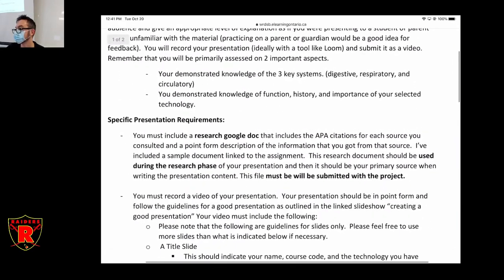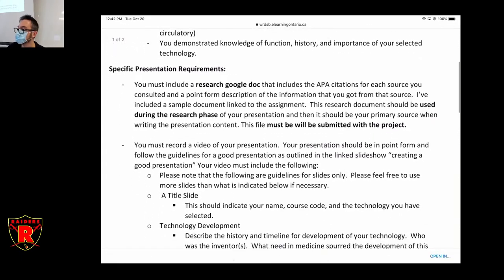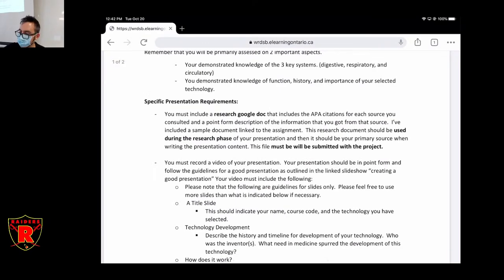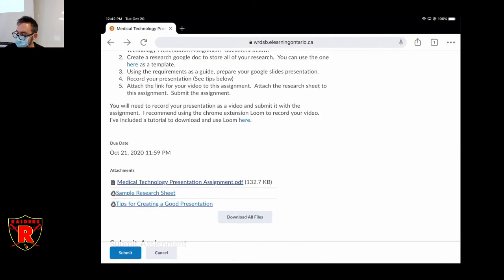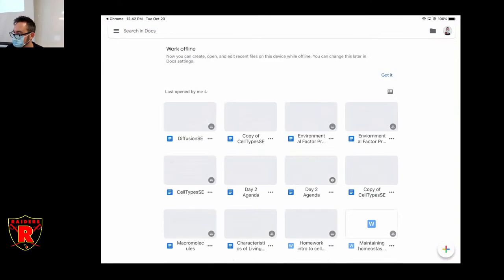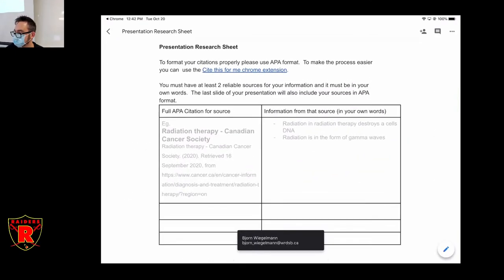And the second part here is that you're going to demonstrate the knowledge of the function, history, and importance of your selected technology. Okay? You must include a research document. So going back here, I have a sample research sheet available. You can just make a copy of this if you want.